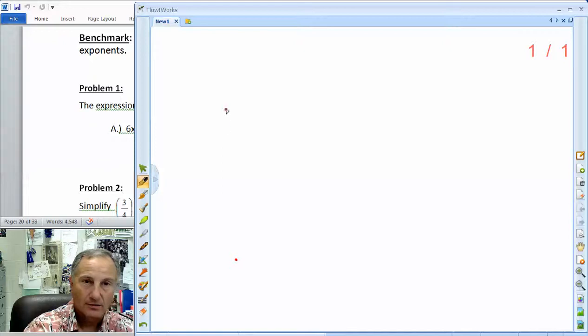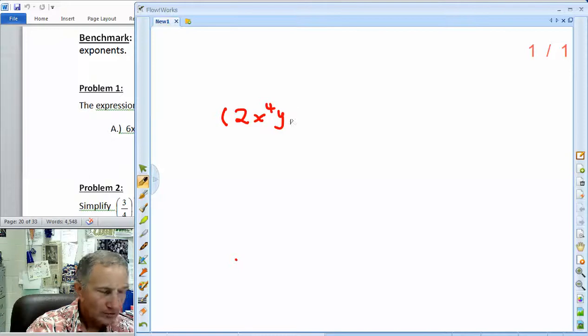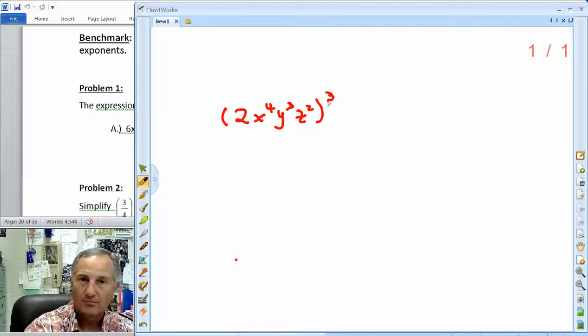We've got 2 x to the 4th, y to the 3rd, z squared, and all of that is to the 3rd power. Let's not forget there's a 1 right here. Okay, we just don't show it. So we're going to multiply that 3 by every exponent because we're taking exponents and raising them to a power.